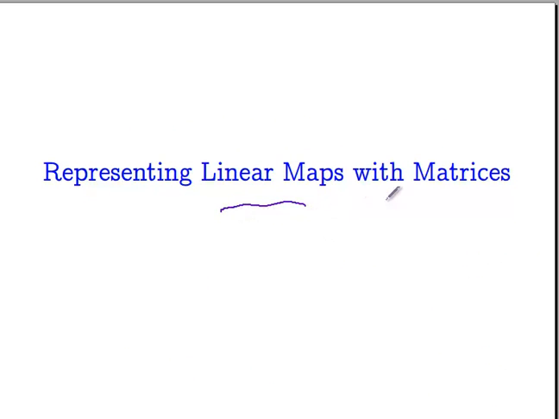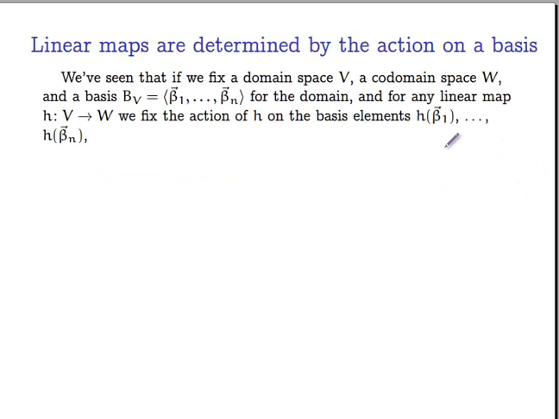So, representing linear maps with matrices. Okay. So, linear maps are determined by the action on a basis. Now, we certainly have seen that basis is very important in determining vector space behavior, because all vectors can be expressed in terms of a basis. And linear maps behave this way as well. Linear maps' behavior are also determined by how they work on a basis.